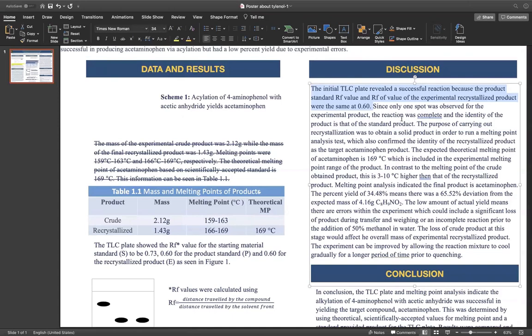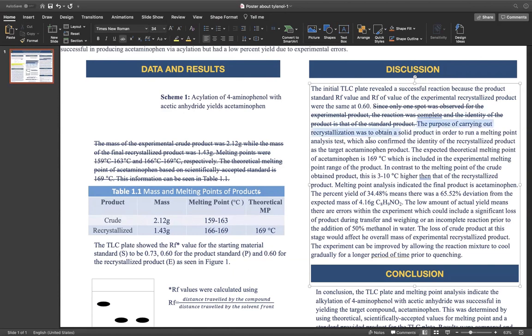And then it says, since only one spot was observed, then it was complete. Well, they already mentioned that the TLC, the RF values was indicative of the formation of the product. So they don't need to mention that one spot, right? It's kind of the same thing. So this is an example of discussing your data because you're telling us what does it mean to have both RF values being the same. And this kind of repeats the other one without including RF values. It doesn't give us any extra insight.